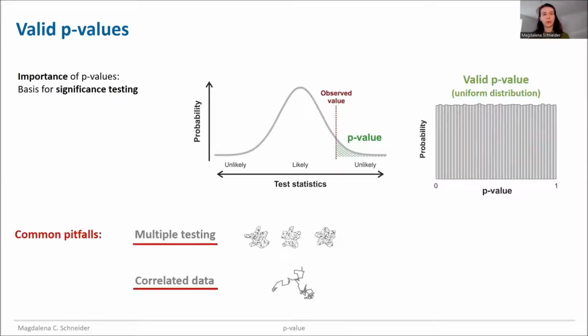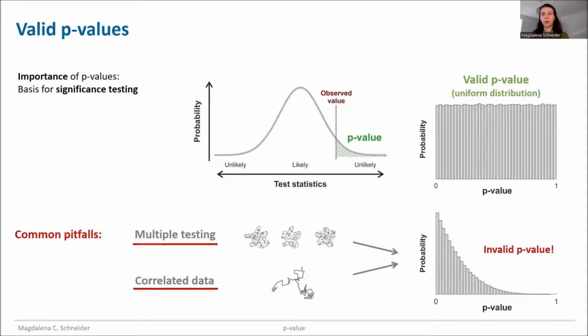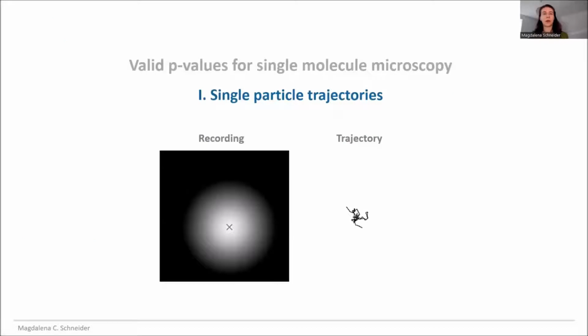However, two common pitfalls are multiple testing and correlated data, where the p-value distribution will look more like this, with a peak at small p-values, leading to wrong and irreproducible results.